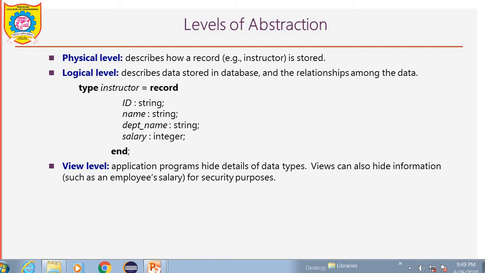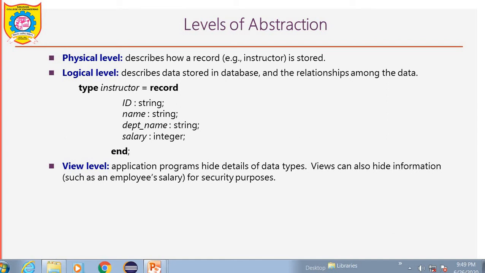The third level is the view level. Application programs hide details of data types. A view can also hide information such as an employee's salary for security purposes. Let us consider the bank example. A manager has a different view, seeing the accounts of various customers, while a customer has a different view to see their own accounts. One customer cannot see the account details of other customers, while the manager can see the details of all customers. So both have different views.